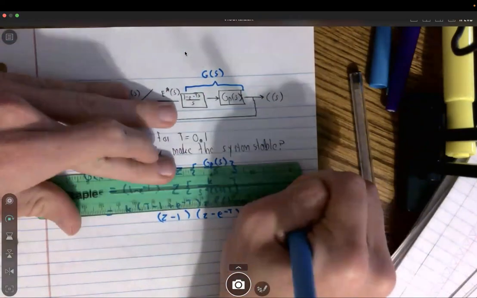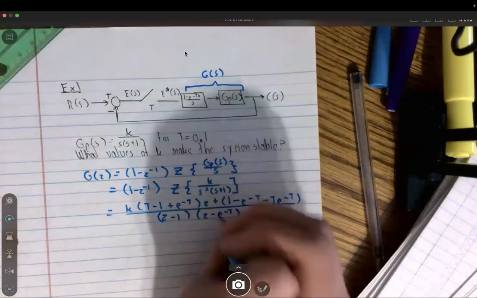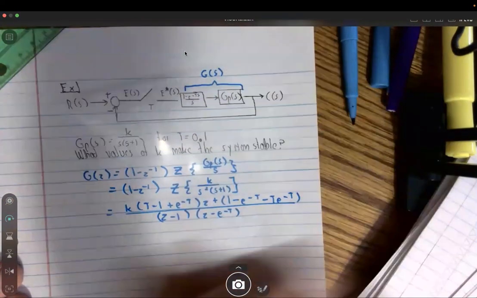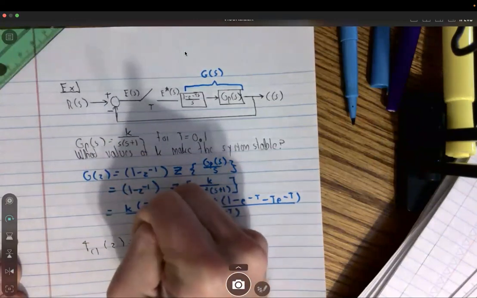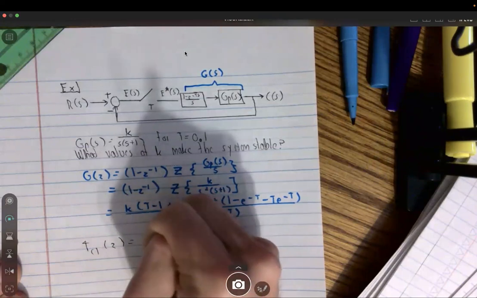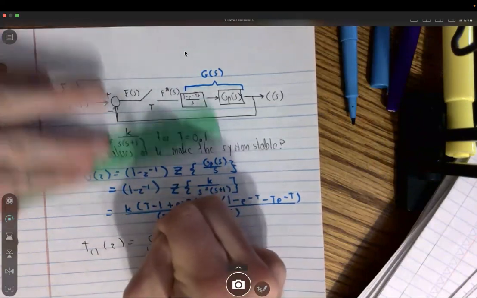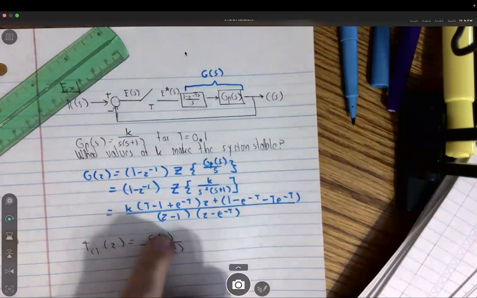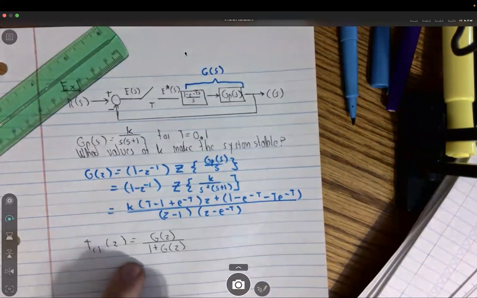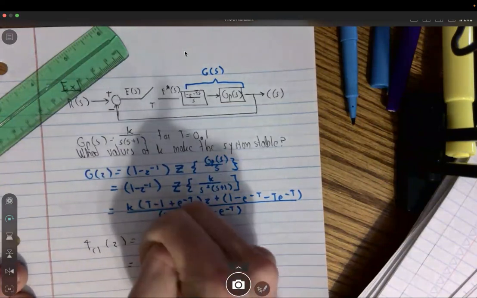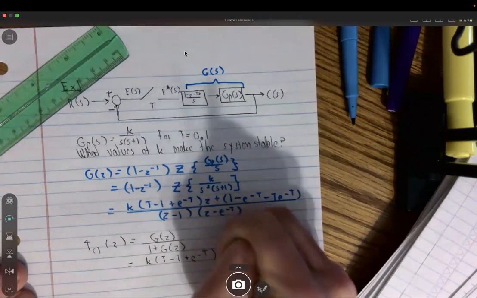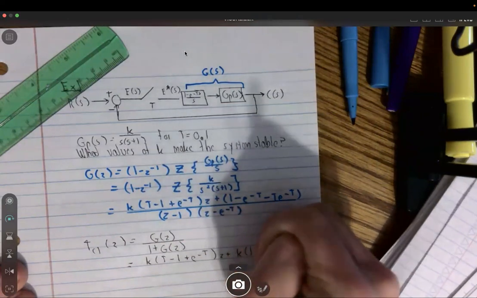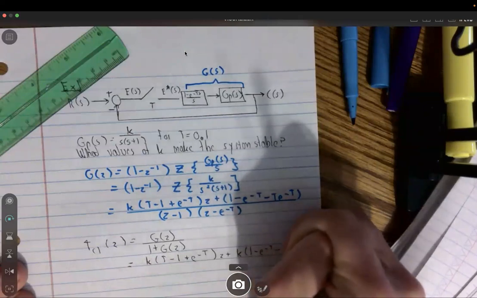And so what we're going to see here is, when we go and solve for it, we need to find the closed loop transfer function. So the closed loop transfer function for Z is going to equal our G(Z) all over 1 plus G(Z). And so here, our G(Z) is the numerator, and then you can bring this down into the denominator. You're going to get the following equation, which is K times (T minus 1 plus e to negative T) Z plus K times (1 minus e to negative T minus T e to negative T).